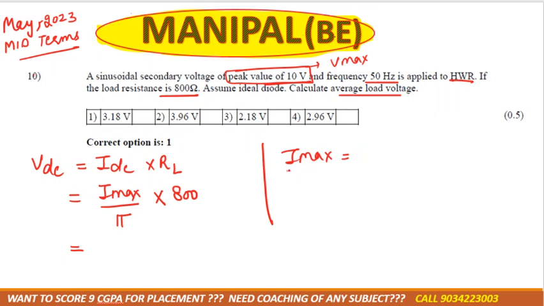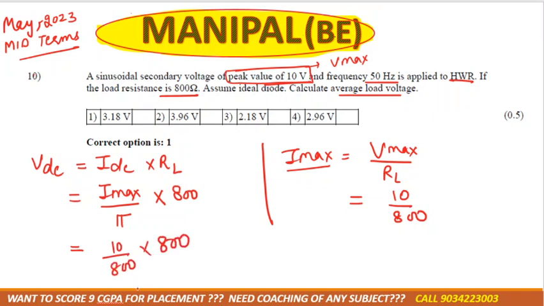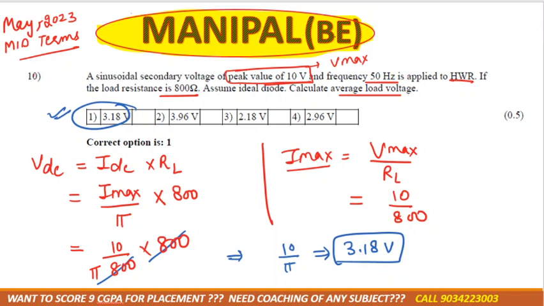This one is Vmax. So we need to calculate Imax by the formula according to Ohm's law. I is equal to V by R, so Vmax divided by RL, right? So that would be 10 divided by 800, multiplied by 800 divided by pi also. If we solve it, 800 cancels. The answer would be 10 by pi, that would be 3.18 volt. So again, the first option is the correct one.